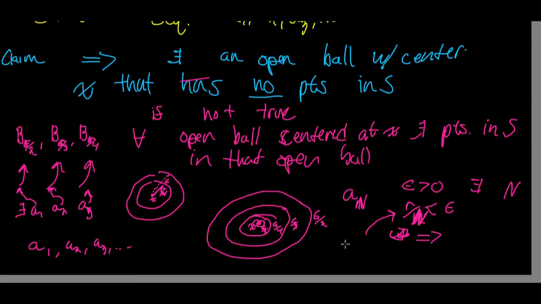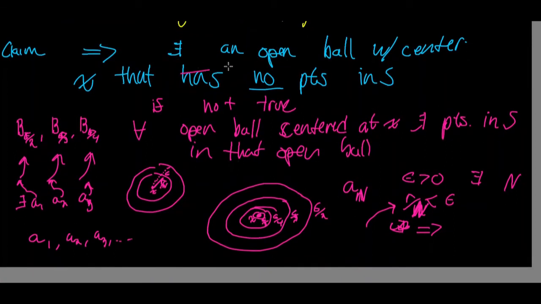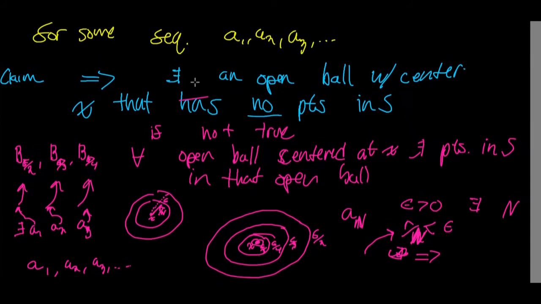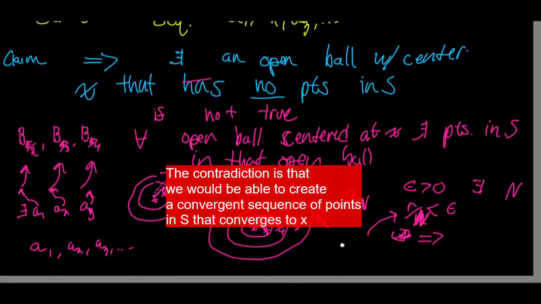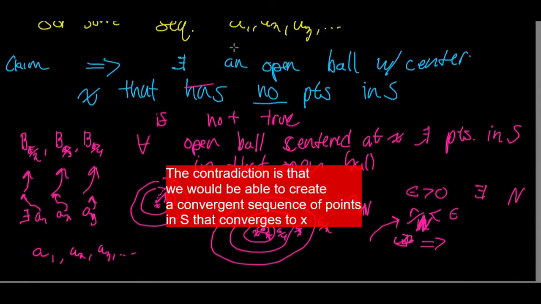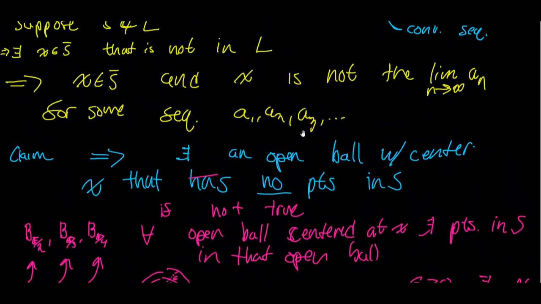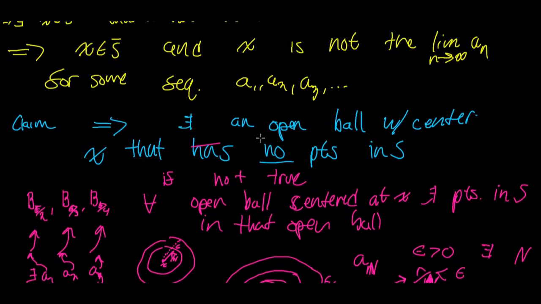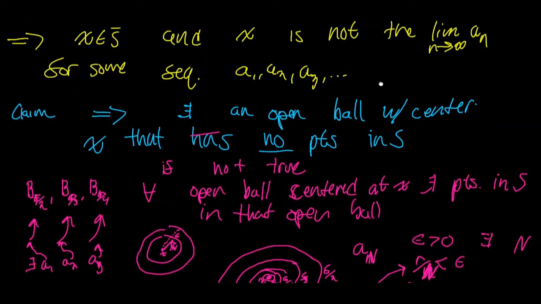So check this out. Therefore, if this weren't true, that is to say, if there did not exist an open ball with center x that has no points in S, then we would arrive at a contradiction. So this statement must be true. So I said all of that just to say that this statement, that there must exist an open ball with center x that has no points in S, is true, given this statement, that x is in S, and x is not the limit of a sequence of points that lie in S. So, check this out though.